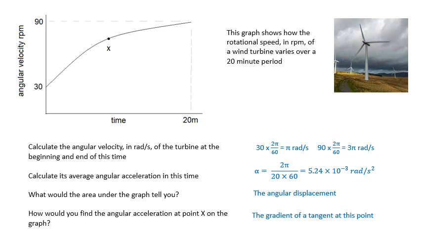Okay, so from RPM to radians per second, a rev is 2 pi divided by 60. So pi radians per second, then 3 pi radians per second. The average angular acceleration is the difference in omega divided by the time. 5.24 times 10 to the minus 3 radians per second squared. The area is the angular displacement, and to get the angular acceleration at point x at that point in time, you would get the gradient of a tangent at that point.